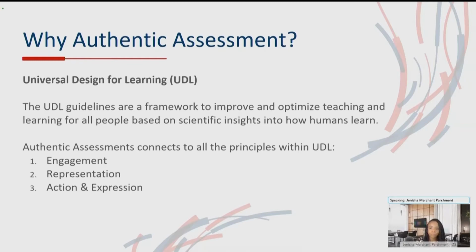For example, the action and expression principle is about providing students with different ways to express what they know. If we specifically look within action and expression and we think about guideline number 6, which is executive functions, students can develop and act on plans to make the most out of learning. With authentic assessment, students get to analyze the real-world problems you've given them and develop a solution.